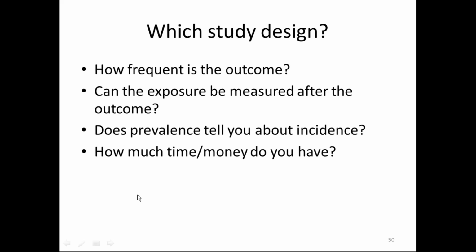And then what kind of study design are you going to do? How frequent is the outcome? If it happens pretty frequently, a cohort study would probably work. If it's very rare, you're probably going to need a case control study. Can you measure the exposure after the outcome and have a valid estimate? Does the prevalence tell you about incidence of your outcome? And then how much time and money do you have to actually do this study? Is this something you can invest a lot in, or are you at the early hypothesis generating stage where you're thinking maybe an ecologic or cross-sectional study?